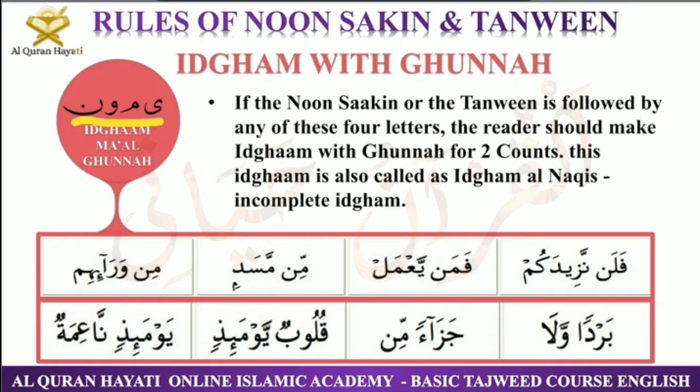If noon sakin or tanween is followed by any of these four idgham letters, idgham has 6 letters, yarmaloon, right? But only if these 4 letters come after noon sakin or tanween, then the merging, that is idgham, is done by doing 2 count gunna. You're already reading this in Quran whenever you're reciting it, but today you just understood the difference between idgham with gunna and without gunna.